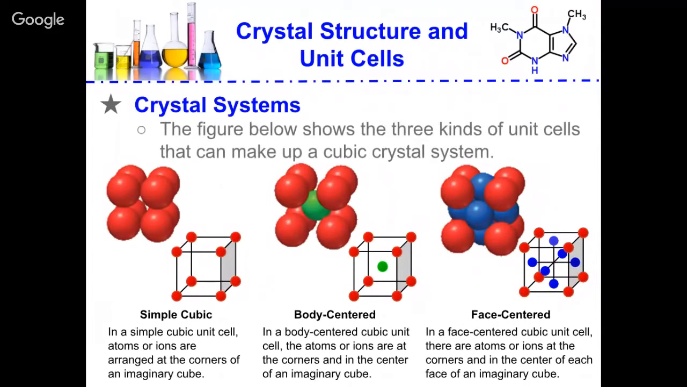The figure below shows the 3 kinds of unit cells that can make up a cubic crystal system. We have a simple cubic, a body-centered cubic, or a face-centered cubic. Basically, all that means is where your atoms are placed. Are they placed on the corners? Are they placed on the corners with one in the middle? Or are they placed on all the corners of the cube and then in the center of each face of the cube?